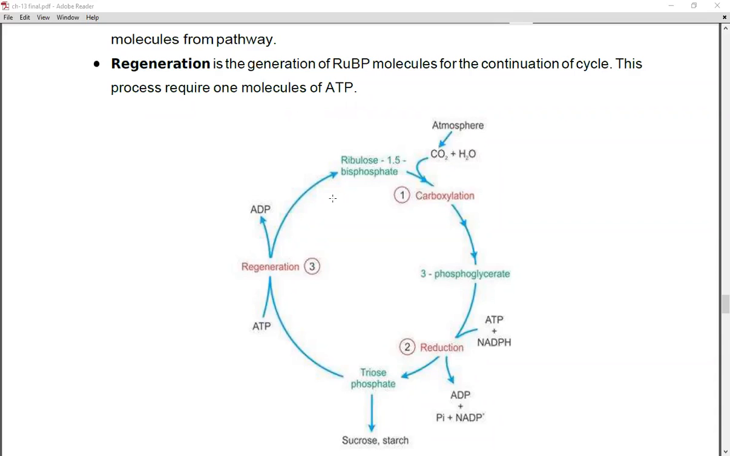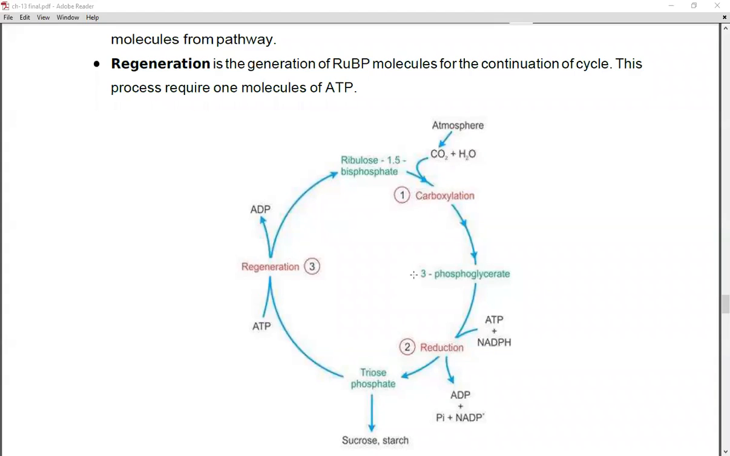As the cycle does not stop, but the continuation of the cycle is carried out, for this reason, again from the triose phosphate, the RuBP molecules are formed. So again these RuBP molecules are going to fix with the help of the Rubisco enzyme, and they are going to convert to 3-PGA, and this way the cycle continues, right?